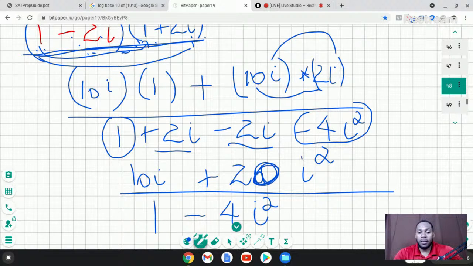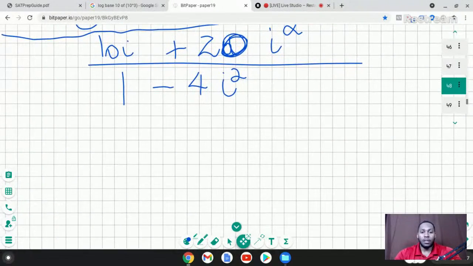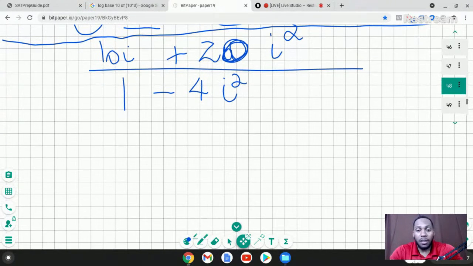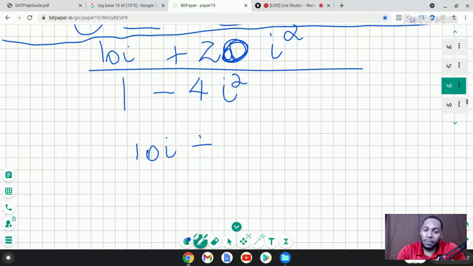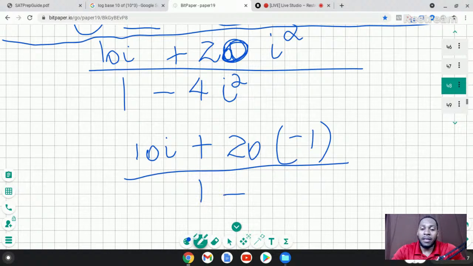Now we're almost done, right? Let me put a line here so you don't confuse these two. This is a different step. Let's go up. So now here's where we're at: 10i plus 20i squared, this whole thing divided by 1 minus 4i squared. So now what we can do is say 10i plus 20 times, what's the value of i squared? i squared is -1. So I'll put -1 here, divided by 1 minus 4 times i squared, which again is -1.